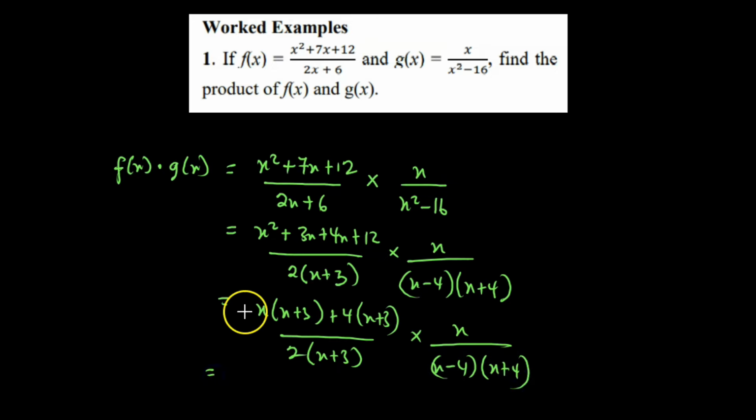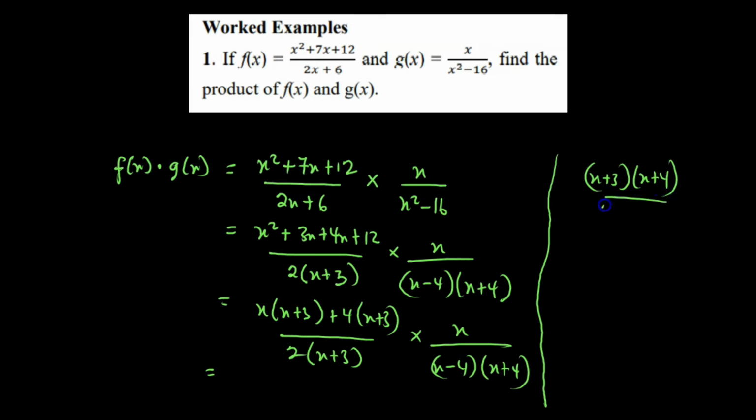So finally, my numerator, let me go up here to continue. I have x plus 3 multiplying x plus 4, all on 2 into bracket x plus 3. And we have the other function as times x all on x plus 4 multiplying x minus 4. You can see that x plus 4 is at the numerator here, so it can do away with x plus 4 at the denominator, because everything now is in factor form. x plus 3 can also be done away with x plus 3 at the denominator here.